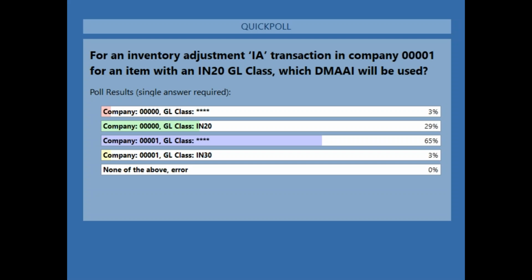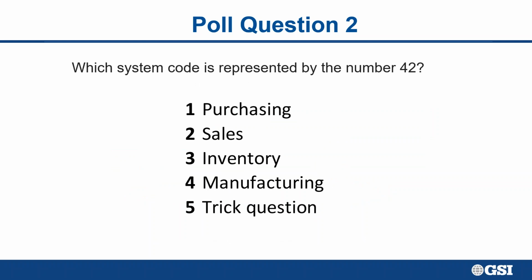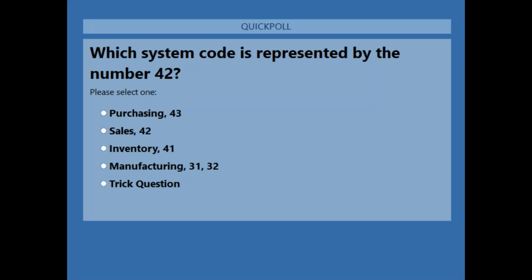Okay, so now it's time for our second poll question. Which system code is represented by the number 42? So let me put up the second poll question here. Oh, well, it looks like our poll question has the answer right in it. That's kind of crazy. So let's see if anybody gets it wrong.